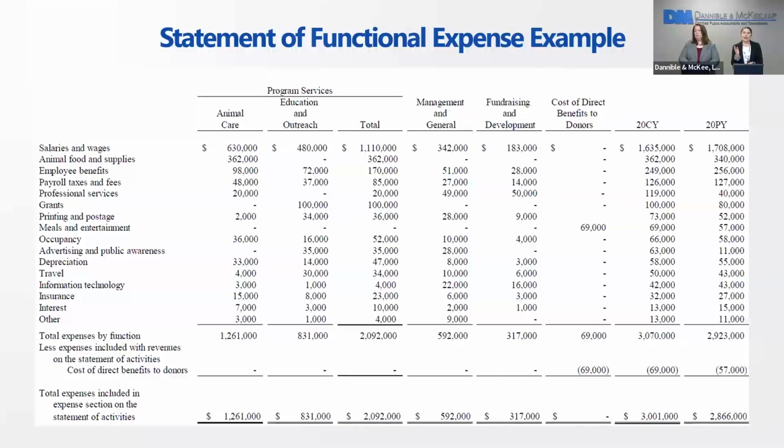So this is a comparative with summarized prior year comparative information. You can see here the current year is all broken out in detail and the prior year just has totals. That is one of the options we were talking about earlier.